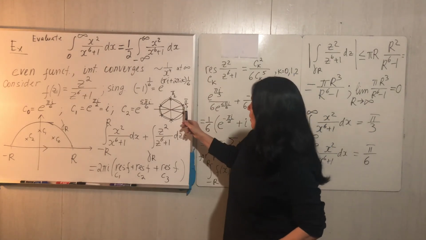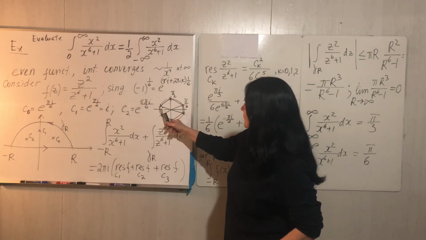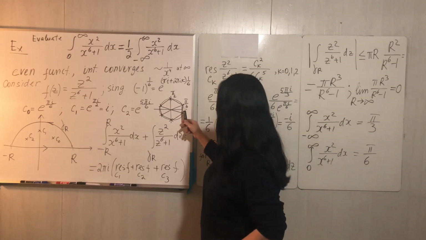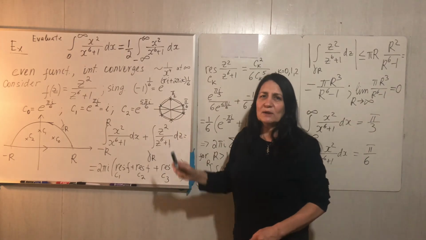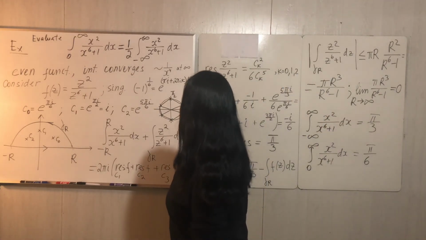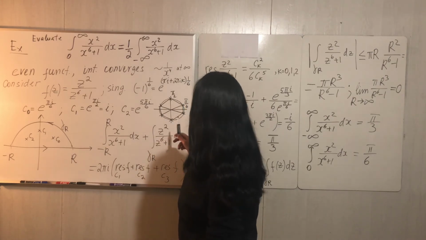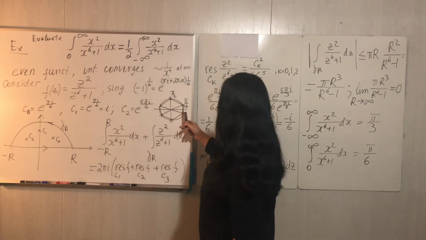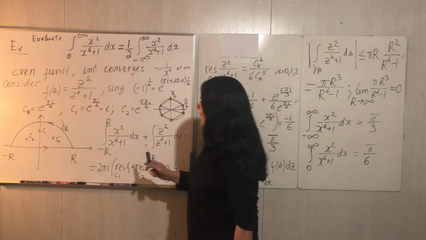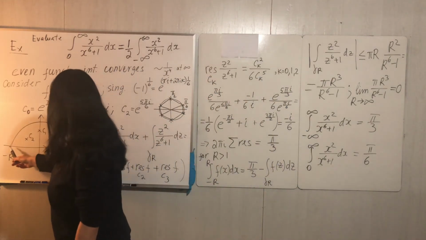So we will get all 6 roots, and they will make a hexagon. Sorry. And so we are interested now only in the points that are in the upper half plane, because we are going to consider.